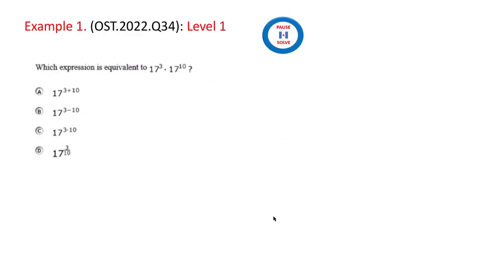Example number 1 is an Ohio State test, year 2022, question number 34. And this is level 1. Level 1 means it's direct application of the rules. When you see this sign, you may pause the video, do the problem, and come back and check your answer. So here, which expression is equivalent to 17 to the power 3 times 17 to the power 10?